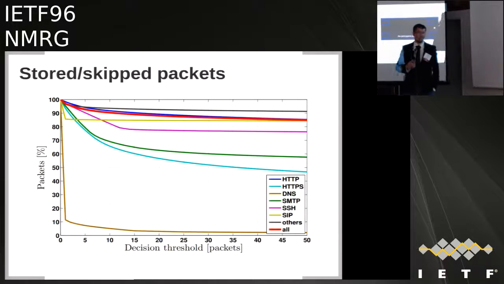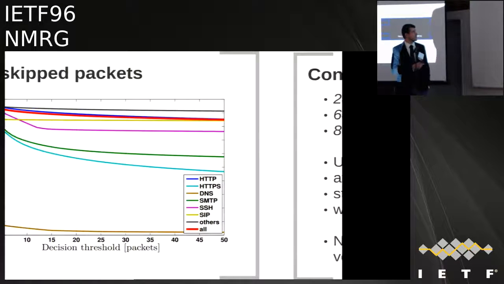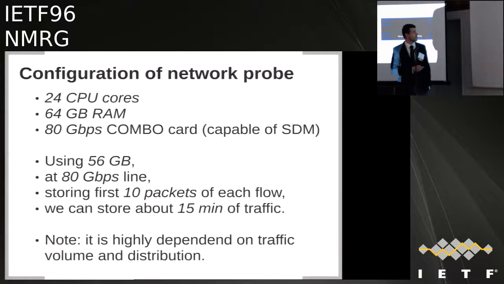The machine that we used for testing contained 2 CPUs, overall 24 CPU cores, about 64 gigabytes of RAM, and an 80 gigabit older version of SDN capable card. We used 56 gigabytes of RAM for the ring buffer, and we captured at full utilized link speed. We stored only 10 packets of each flow, and we observed that we could store about 15 minutes of the traffic. So in this configuration, we are able to see back 15 minutes of the traffic.